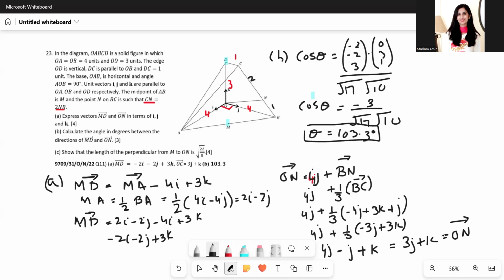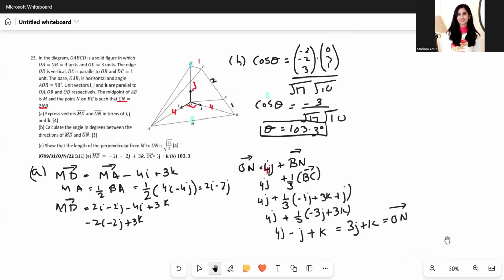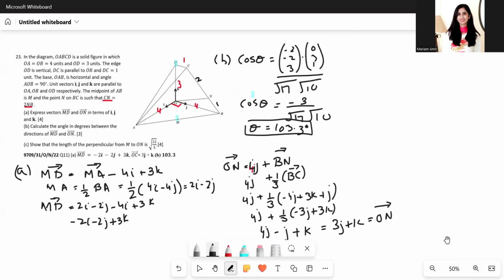Part C, show that the length of the perpendicular from M to ON is square root of 22 by 5. All right, for that, let me first draw the diagram for clarity. Okay, show that the length of the perpendicular from M. So M is that, and we already have, do we have OM?